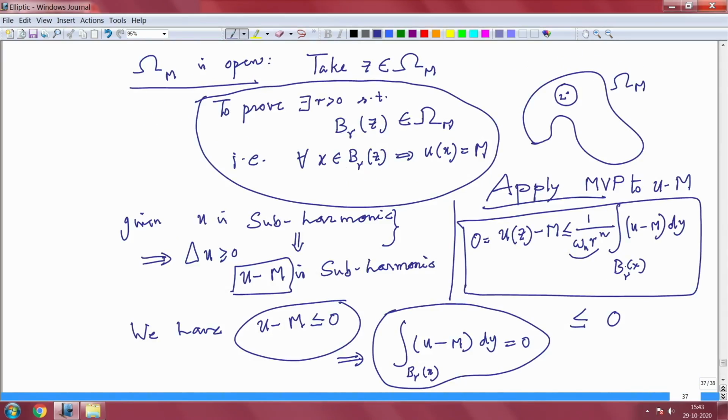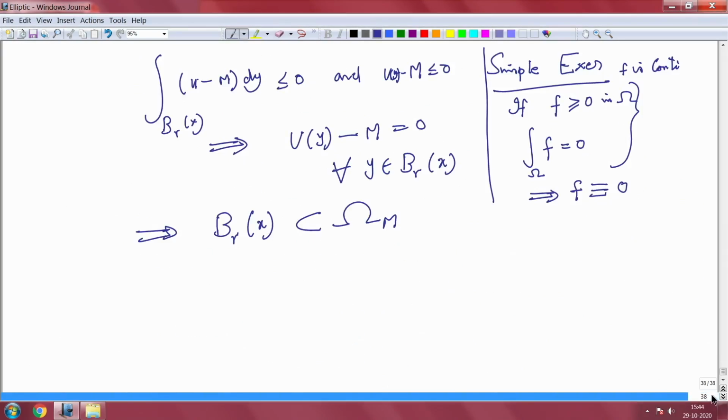Okay, so let me correctly write it. This is for the point z. You take that point z instead of x. It does not matter, you can take x instead of z. So you have proved it. That proves the theorem. Theorem proved.